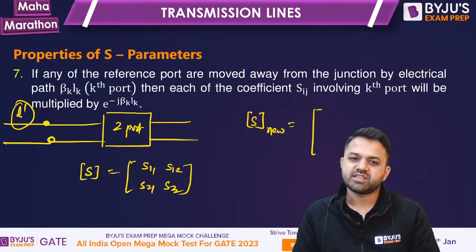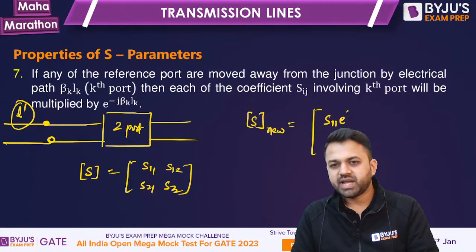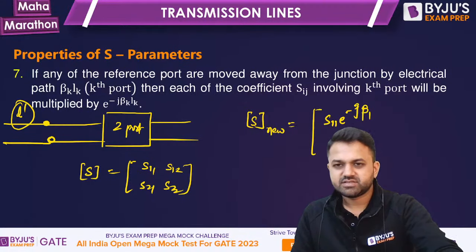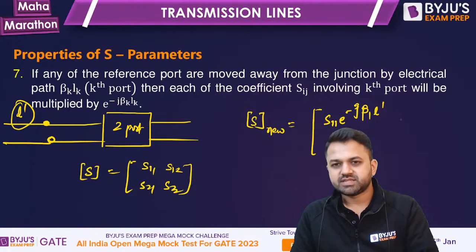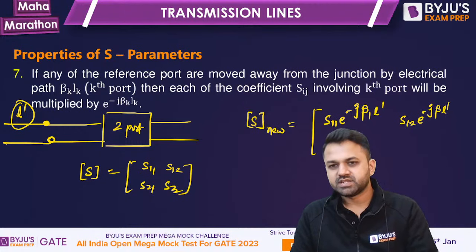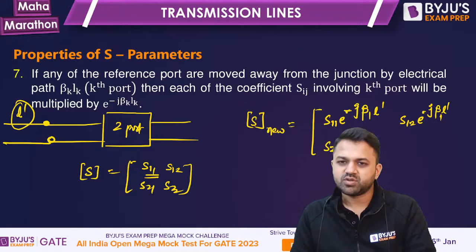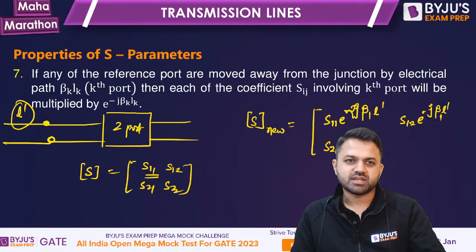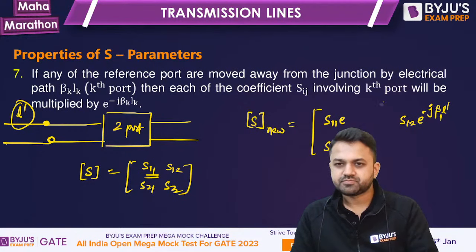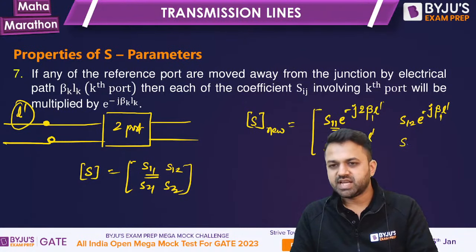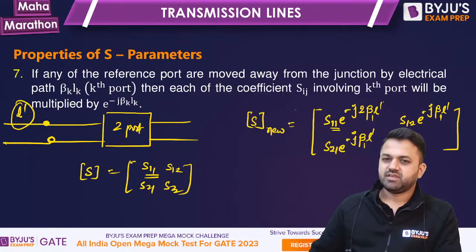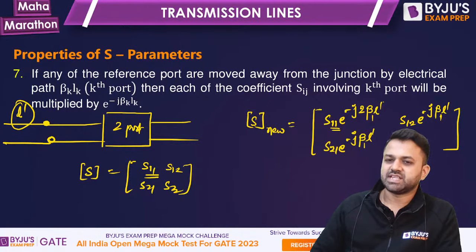So the element involving the first port is multiplied by e to the power minus j beta l dash. Similarly, S12 is multiplied by e to the power minus j beta l dash at the first port. S11 involves the first port two times, so it is e to the power minus 2j beta l dash; I forgot to write this 2. And because S22 involves only the second port, which is not involved with the first port, S22 will remain intact.